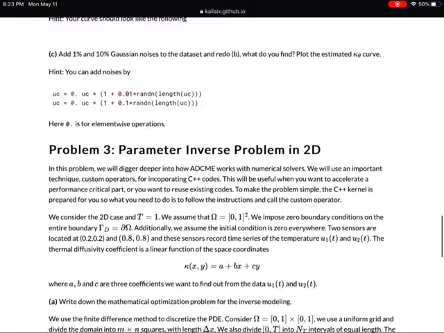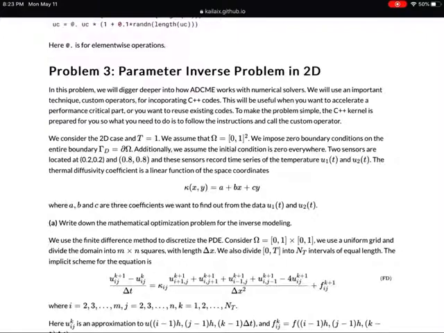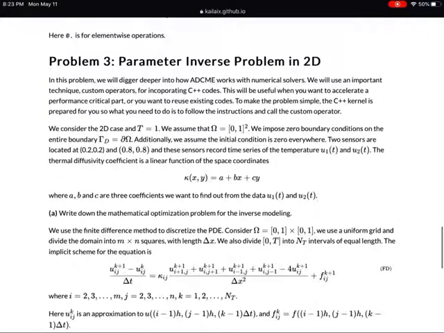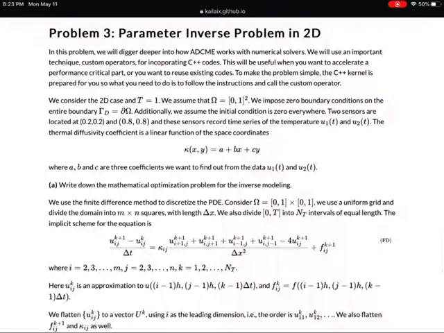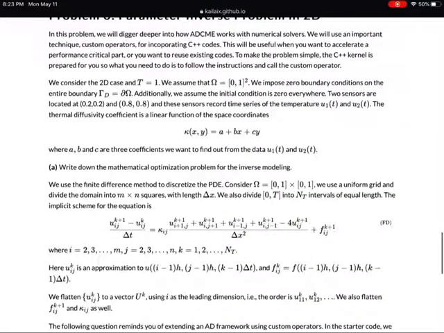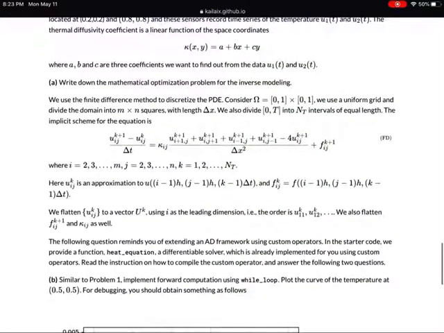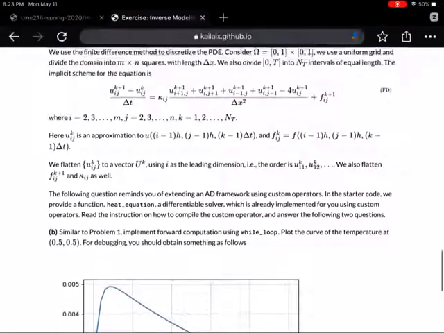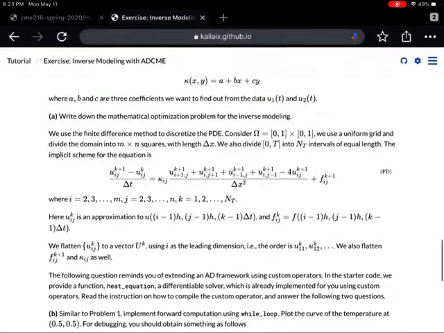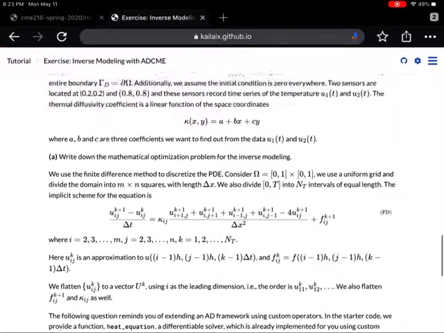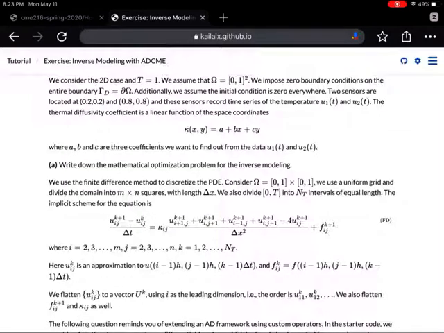And in the third problem, you are going to do a 2D problem where your diffusivity coefficient is represented by a plus bx plus cy. In this homework, you are going to use a custom operator, which is already coded for you, so you do not need to worry about the discretization form. What you need to do is to plug this custom operator into the AD framework and conduct inverse modeling to estimate A, B, and C.